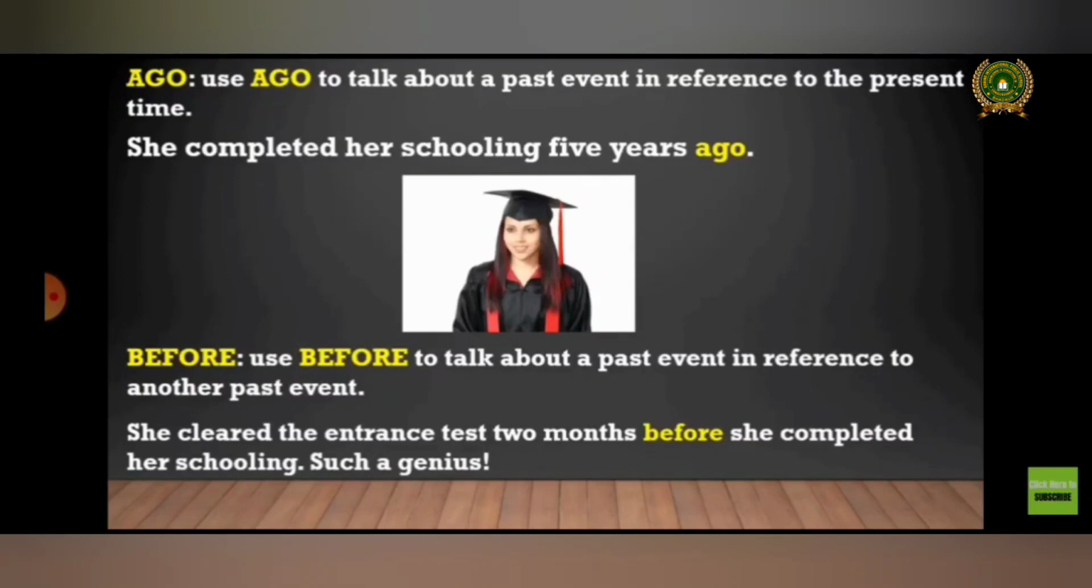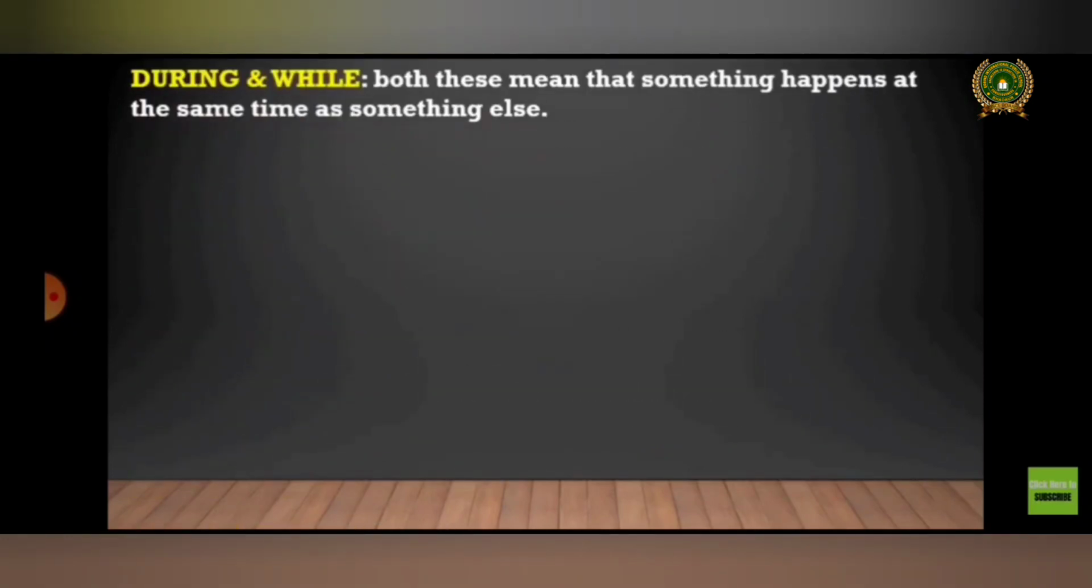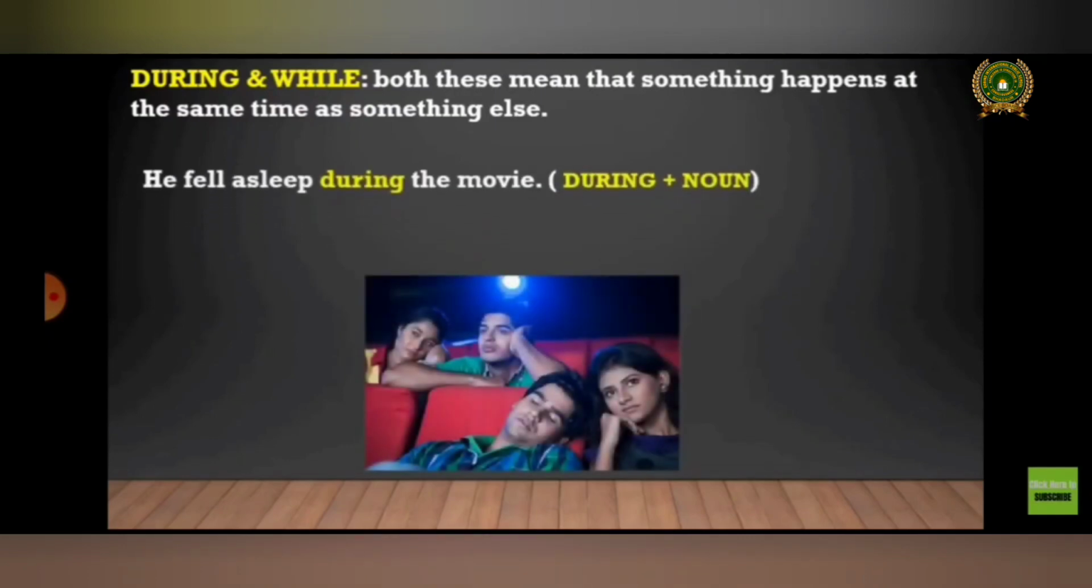So while using ago and before, you have to be very careful about this small difference. Now see, during and while. Both these mean that something happens at the same time as something else. When you are doing something, at the same time something else happens. At that time we will use during. Like, he fell asleep during the movie. During plus noun, meaning while watching the movie he fell asleep.